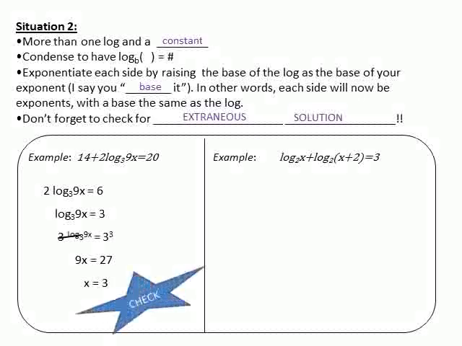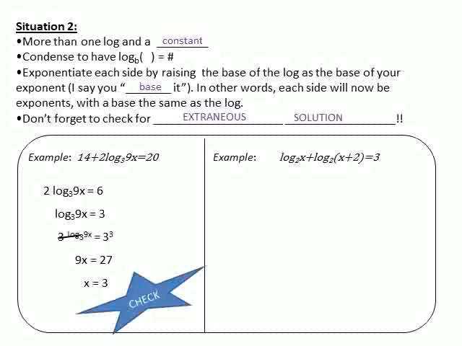Again, always check your solution. If you plug your x value in, you get 14 plus 2 log base 3 of 27 equals 20. It's still positive, it's not 0, so we're okay. You can type those into your calculator as well to make sure that you have the right solution.